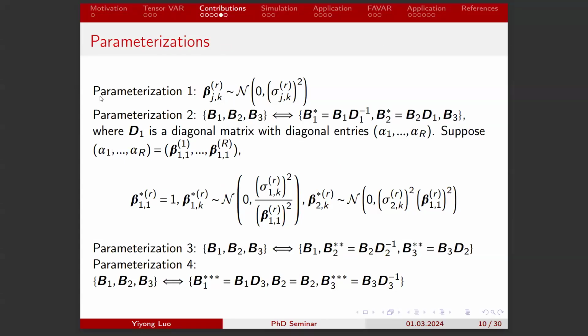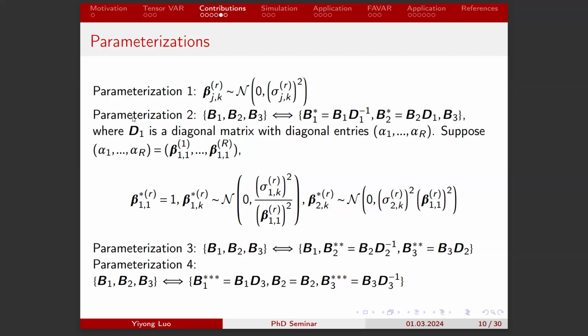The first one, you can consider it as the base parameterization. It is just a prior. But for the rest of the parameterizations, it will have some different structure. So let's denote B1, B2, B3 as the decomposition of your coefficient matrix. And you can modify this decomposition by multiplying a diagonal matrix to B1, let's say, and multiplying the inverse of this diagonal matrix to B2 to get another matrix B2 star. After this multiplication, the composition gives you the same coefficient matrix. So they are equal to each other.